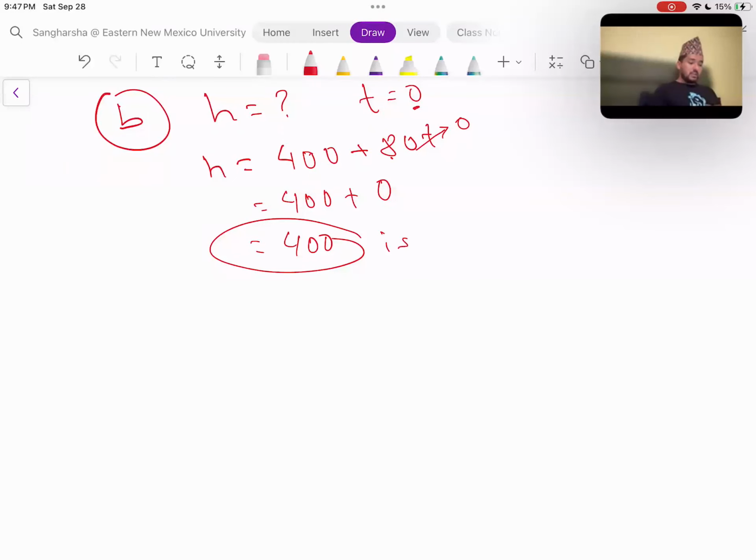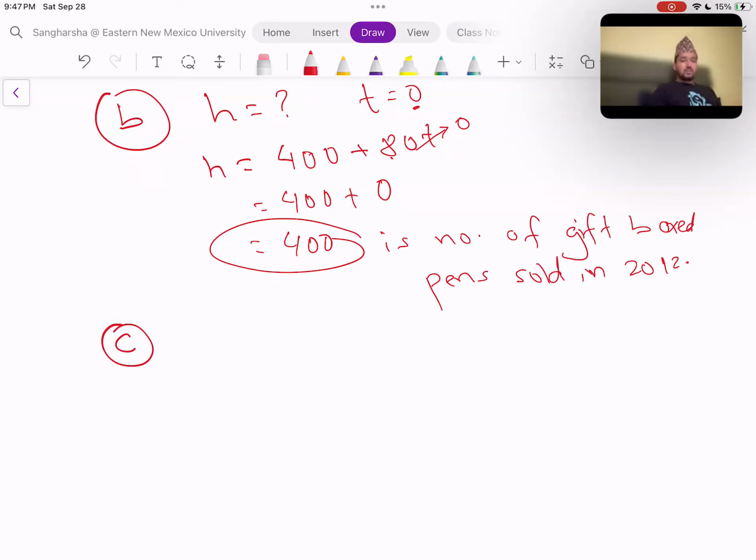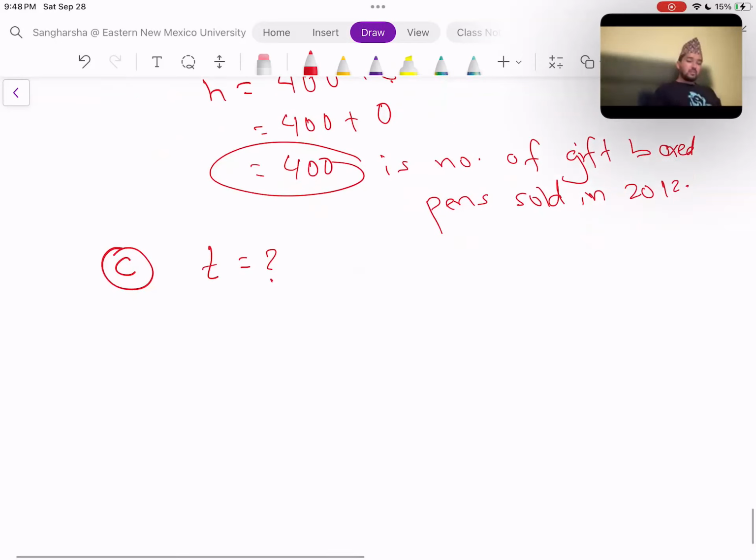Number of gift box pens sold in 2012. Okay, now in part C, when will 1120 gift box pens be sold? So when means time, so we need to know time, and we have 1120, which is H. So our H is given as 1120. So you are asked to find time.